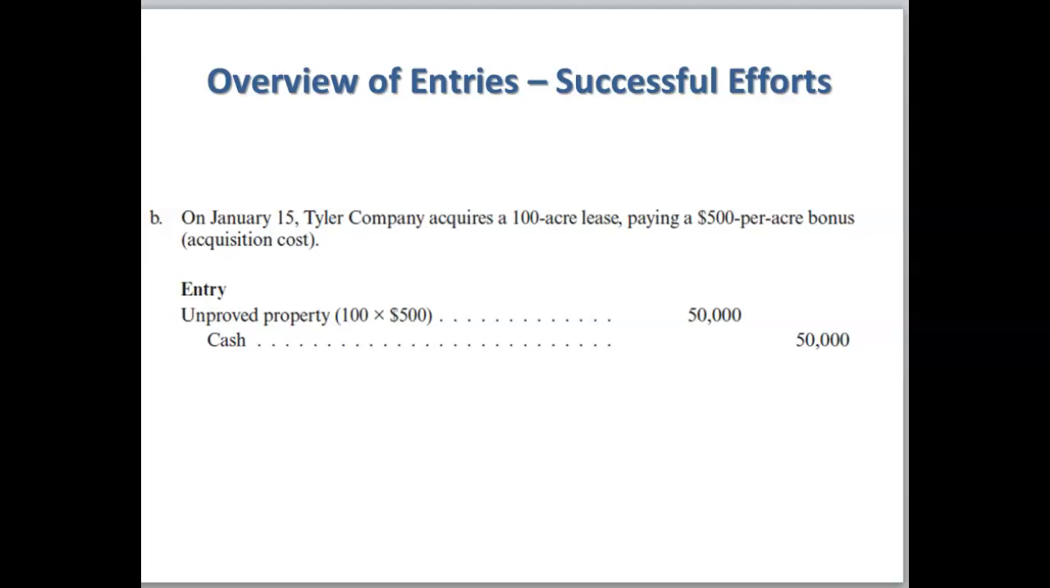On January 15th, Tyler Company acquires a 100-acre lease, paying a $500 per acre bonus, which is an acquisition cost. Acquisition costs, as we discussed, are going to be capitalized. So we're going to debit unproved property, and it would be just the number of acres times the price per acre, and we would credit cash.